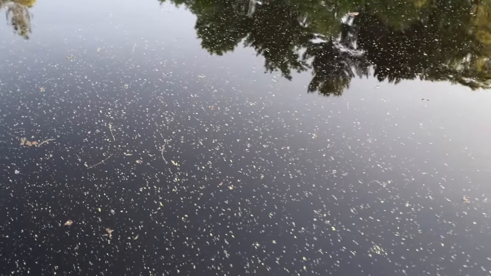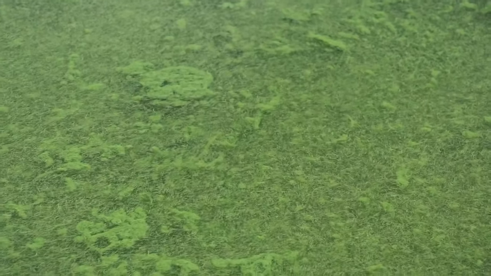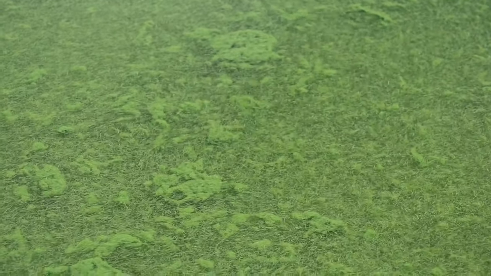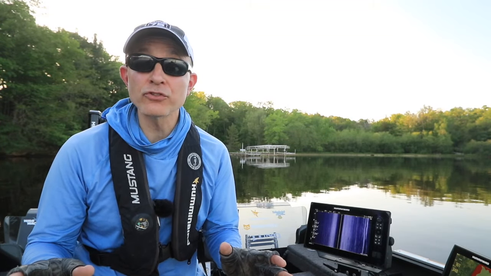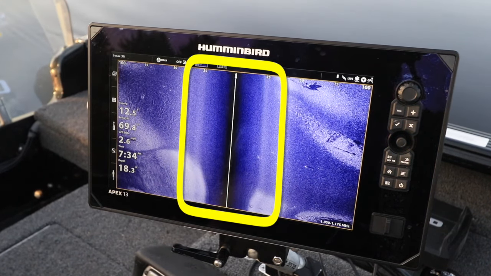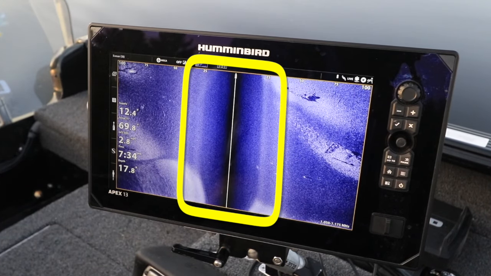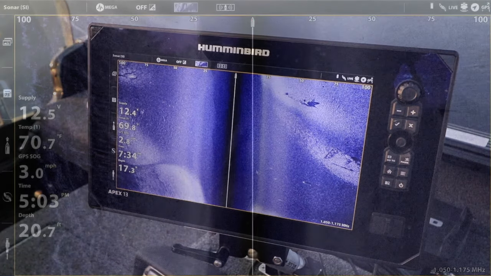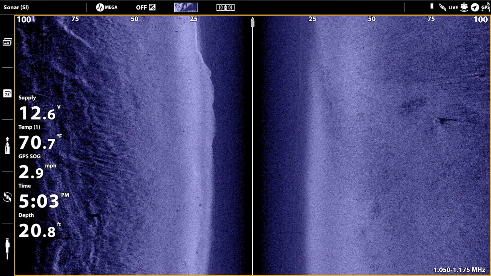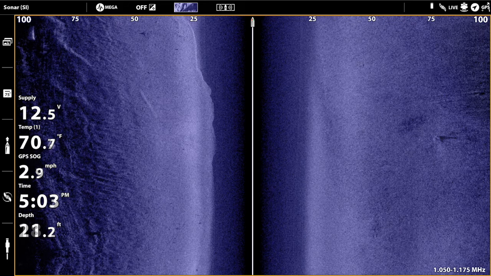Now, those particles could be pollen, like it is right now, or an algae bloom, or simply suspended sediment in dirty, turbid water. Those tiny particles do a really good job of scattering the mega side imaging beam. The effect of these tiny particles will be most obvious in the central water column stripe in your side imaging view. Here, you'll see some haze or clutter that is really hard to make go away.